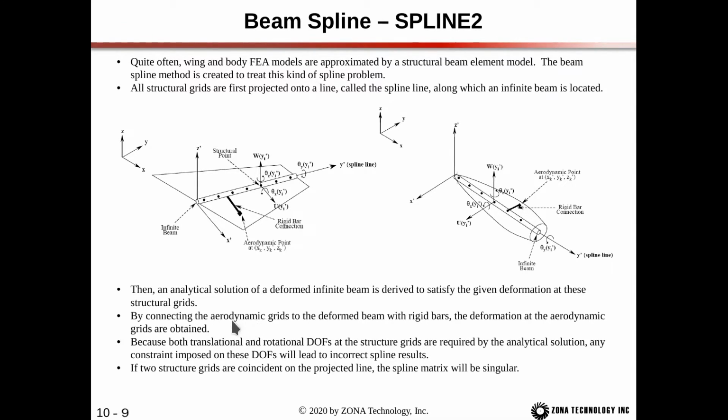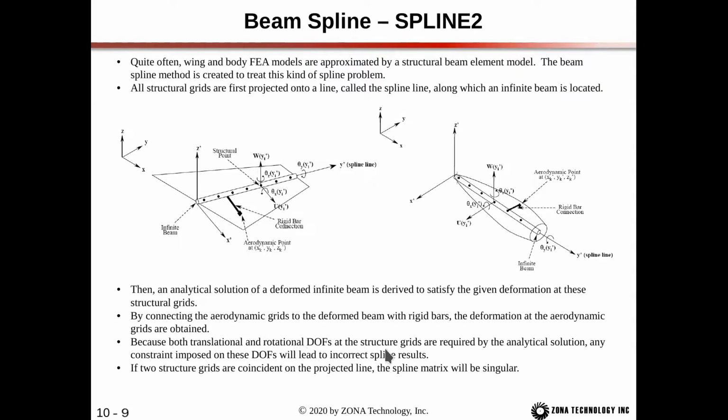And this is done internally in ZEUS. Now, because both the translational and the rotational degrees of freedom at the structure grids are required by the analytical solution, any constraint imposed on those degrees of freedom will lead to incorrect spline results. And once again, if two structure grids are coincident on the projected line, then the spline matrix will be singular.